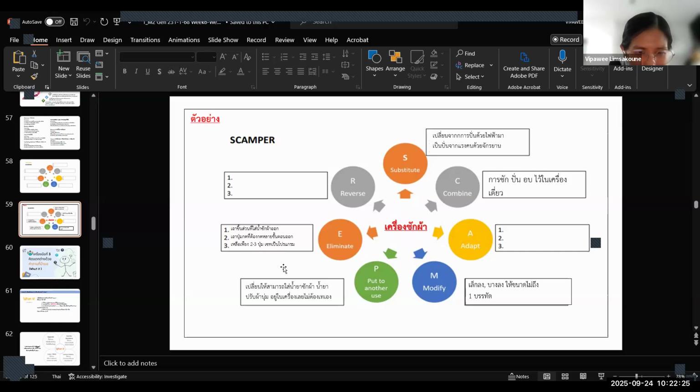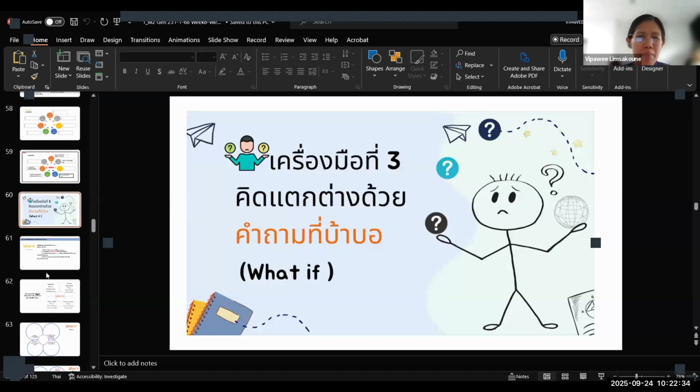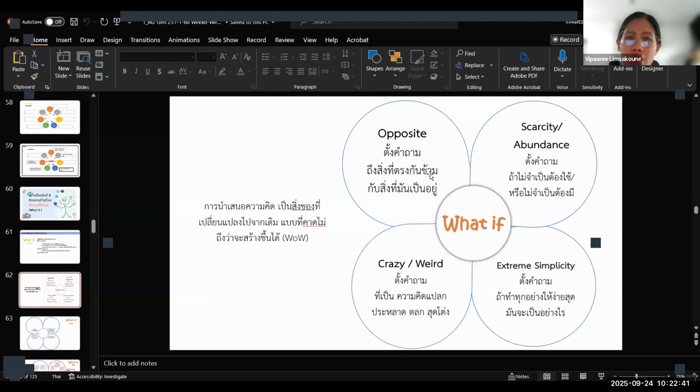Okay, that's eliminate. I finished this slide. Next is the what if tools. It's similar to SCAMPER, but not the same, just similar. There is a set of questions for you when you use these tools. For example, the opposite to the product that we consider to study, or the product that we would like to create or design.